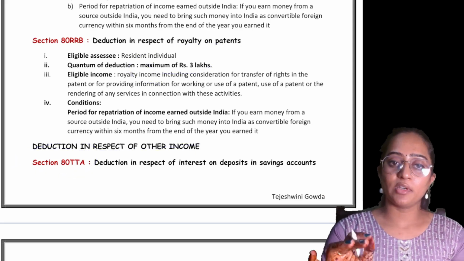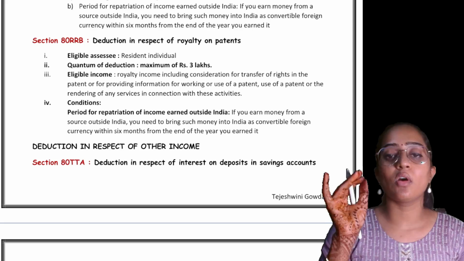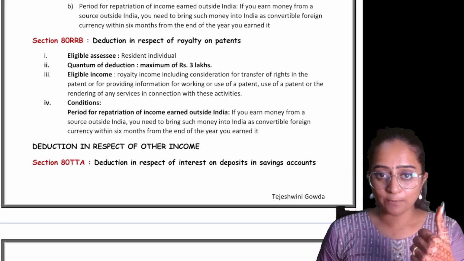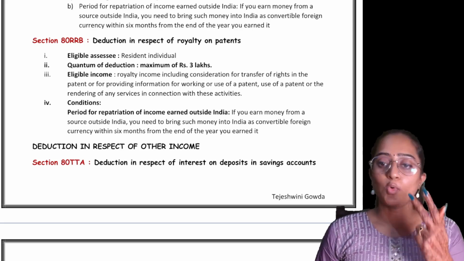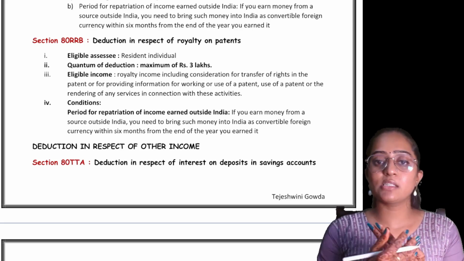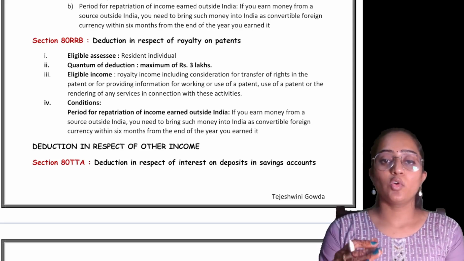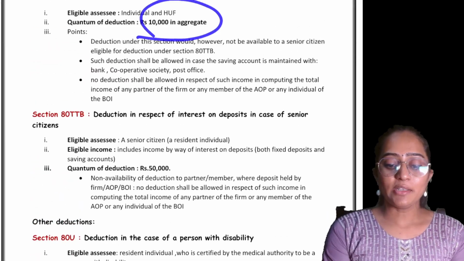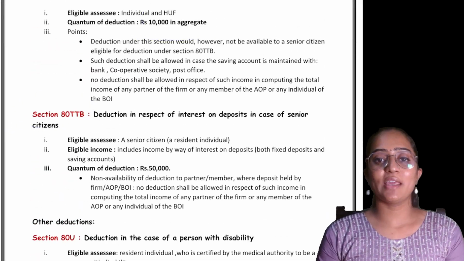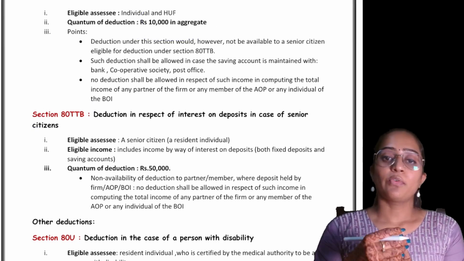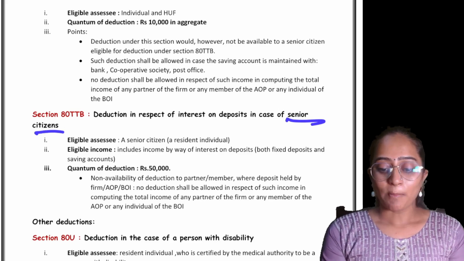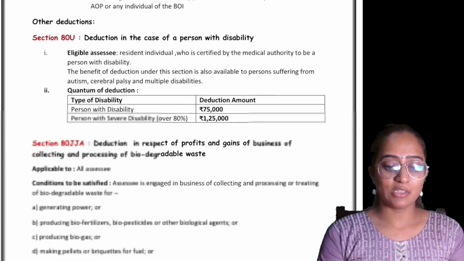80TTA speaks about deductions in respect of the interest on deposits in savings banks. The savings bank interest can be from a bank, from a post office, or from a cooperative society. If you are getting any interest income from these three, you are going to get a deduction of up to how much? 10,000 rupees in aggregate. 80TTB is the special provision wherein you will get interest deduction from FD and savings bank account, and that too only for senior citizens. The maximum which is available is 50,000 in this scheme.